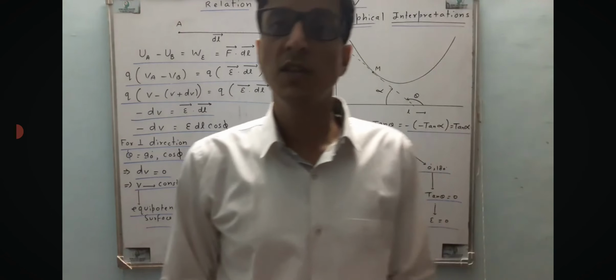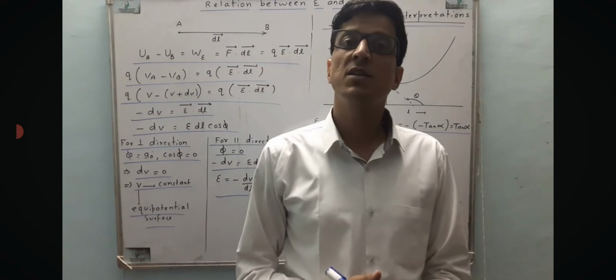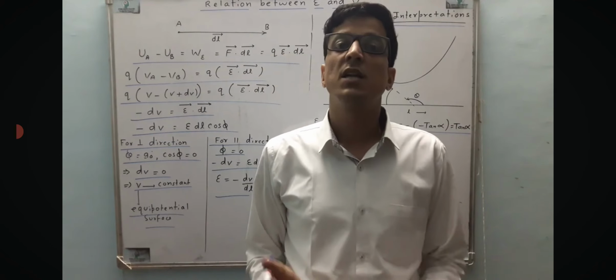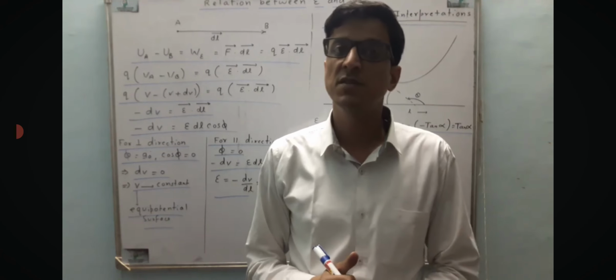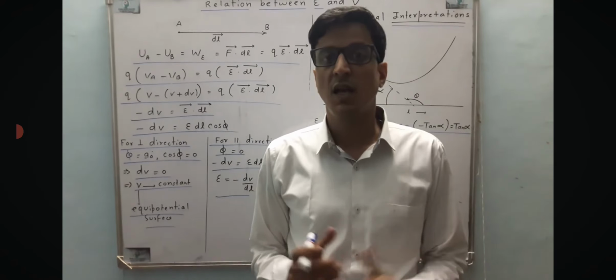So in this way, you can interpret the graphical relations between electric field and the direction of electric field by analyzing the graph of potential difference and distance L. I hope you understood the result.